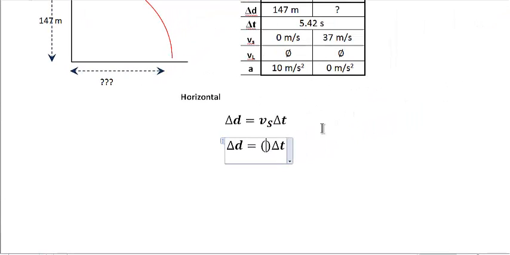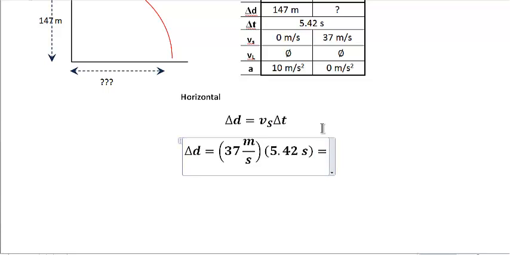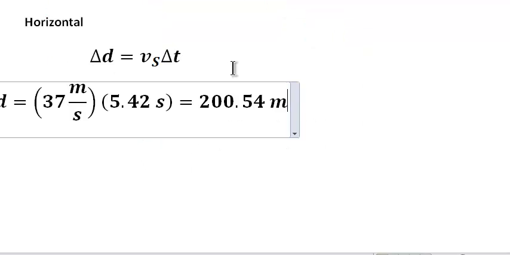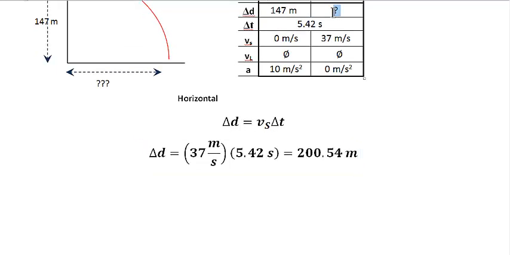This becomes 37 meters per second, and time is what we just found out in part A, 5.42 seconds. When you work all that out, which I will do on a calculator, it comes out to 200.54 meters, and that's how far he landed. That's this number right here. We'll put it in our kinematic chart just for completeness' sake. And we are done with this problem.